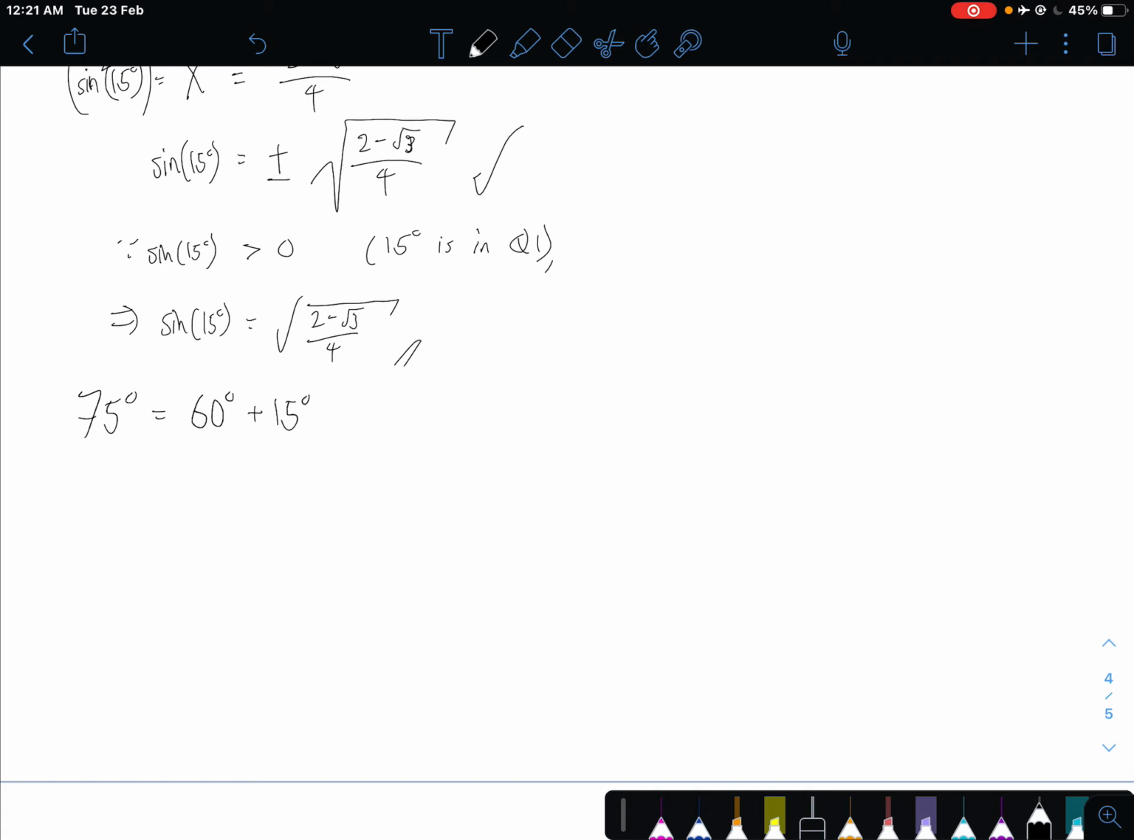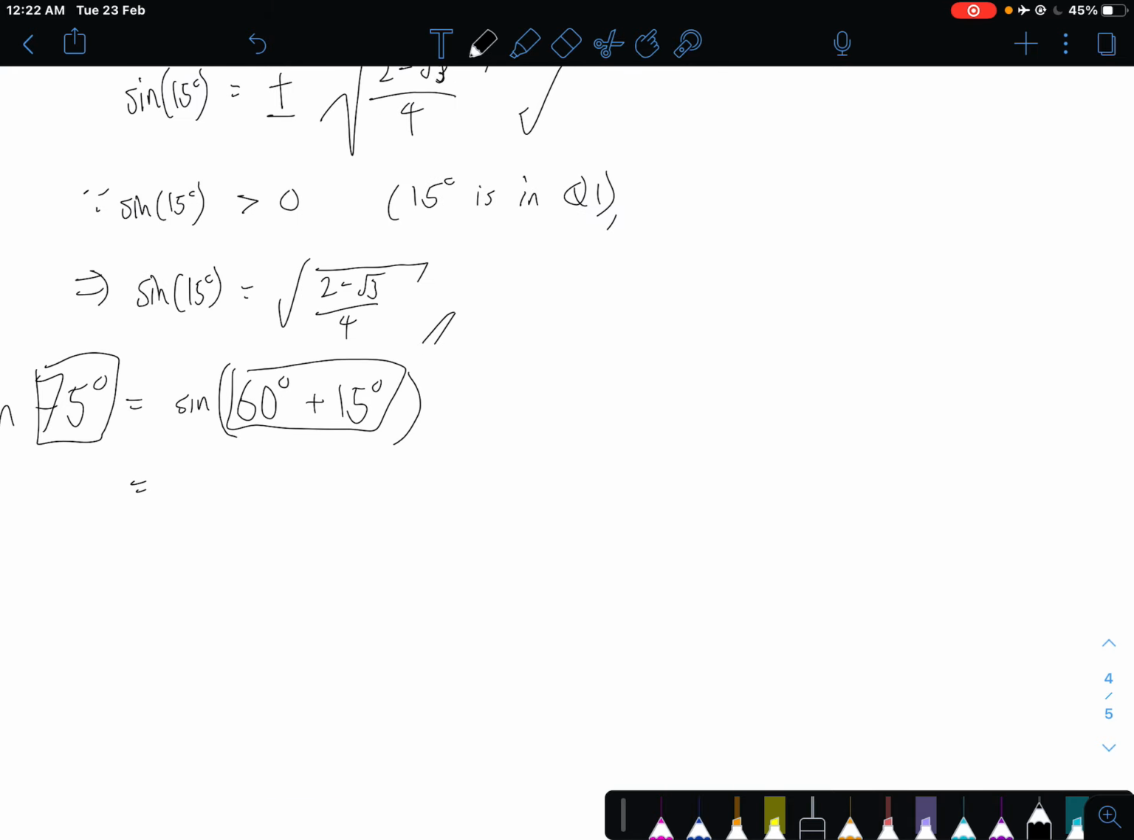Okay, fine. But let's say, okay, so what does this mean? It means that we can break down our 75 degrees into a sum, which means that we could take sine of 60 degrees and sine of 75 degrees. But wait, sine of 60 plus 15, sine of A plus B. I know a formula for that.